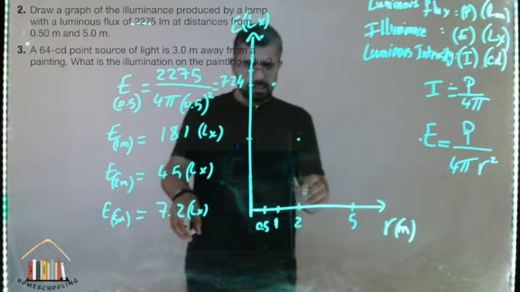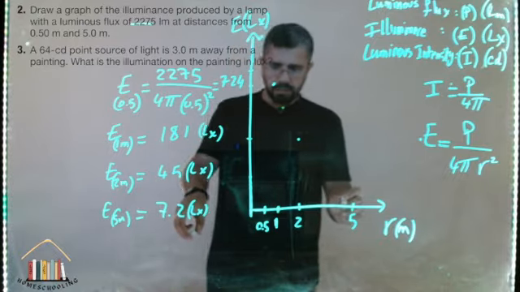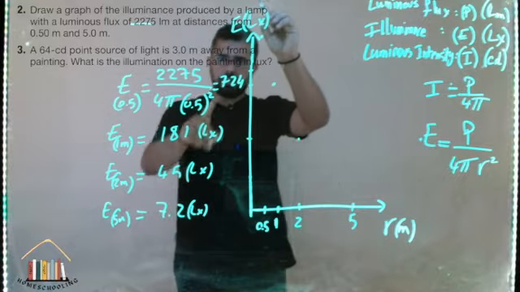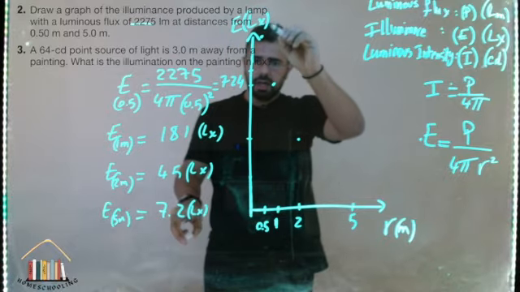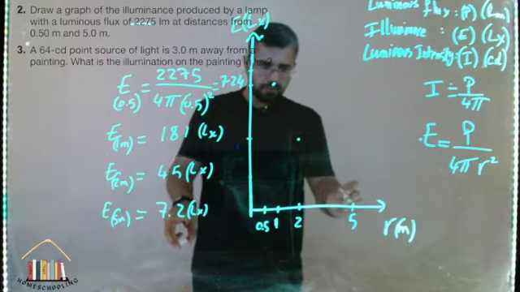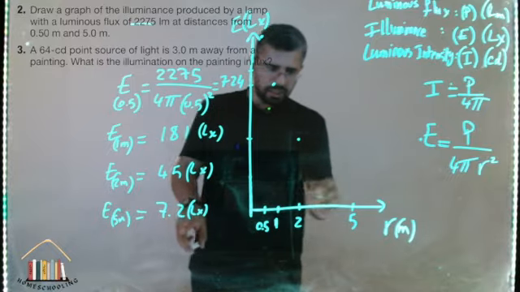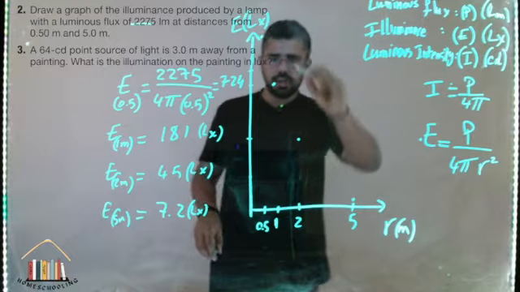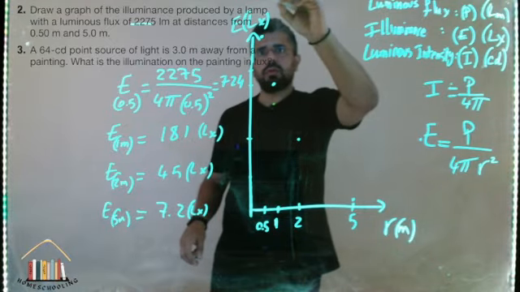Okay. The last value is 7.2. So remember, we are going from 724. Now it's 7.2 only for 5 meters. So it's nearly zero. It's somewhere here. So if you draw the graph, it will go from up.